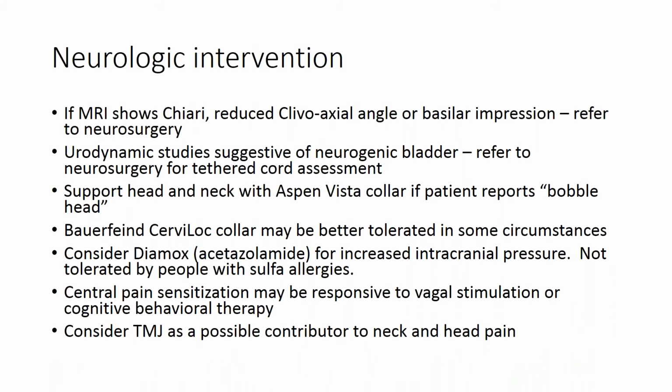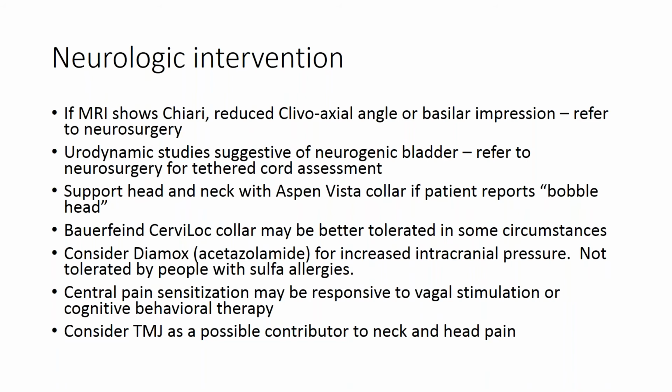So neurologic intervention for these things: if we do an MRI and see a Chiari or what we call a low clivoaxial angle or basilar impression, which means the brain is actually being impinged at the base of the skull, it's definitely time to call neurosurgery. Similarly, if the urodynamic studies are suggestive of a neurogenic bladder, we want to refer to neurosurgery for assessment of a possible tethered cord.